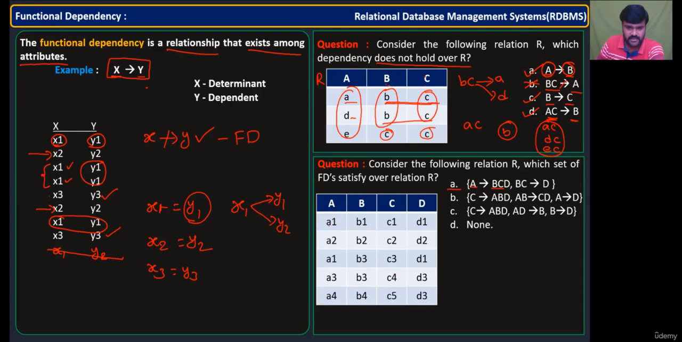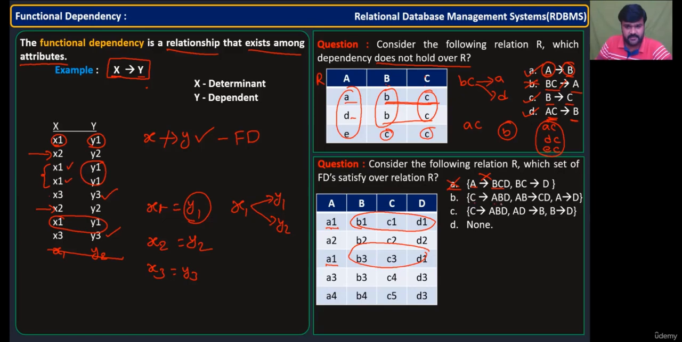Here A1 is repeated, and here also it repeats, so two times is there. Do you have the same value twice for BCD? B1, C1, D1, B3, C3, D1. That means you don't have the same RHS part. So this is not a valid FD, so this is not the answer. We don't need to cross check BC derives D, because one of the FDs is not valid, so the set is not valid. You can cross check also for better practice. Okay, now let us go for B.